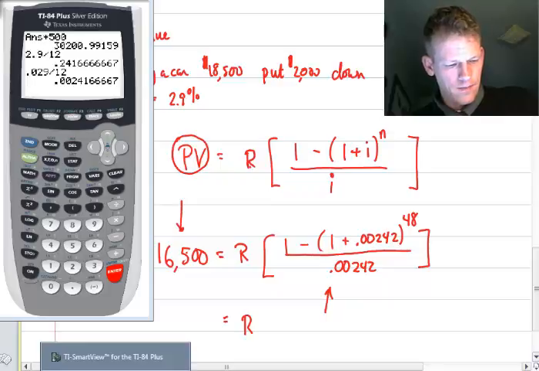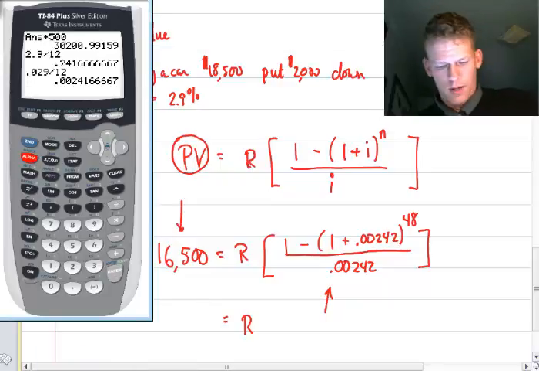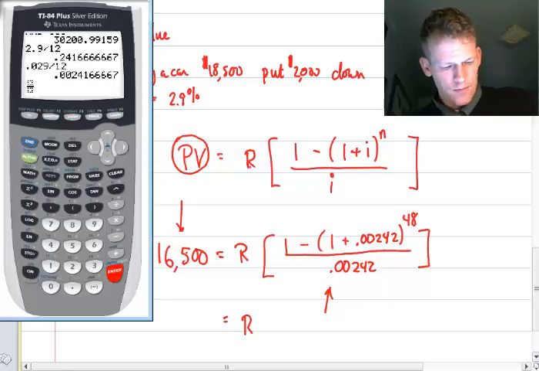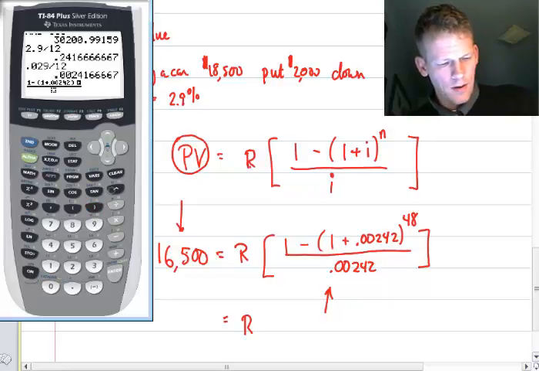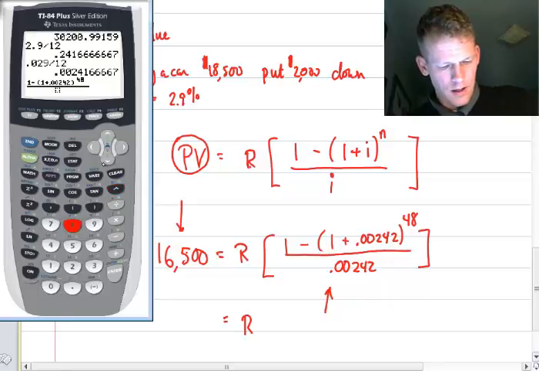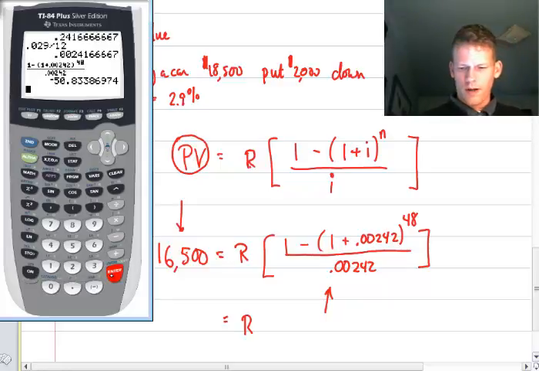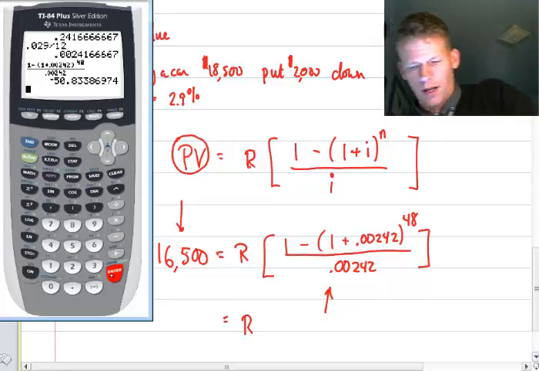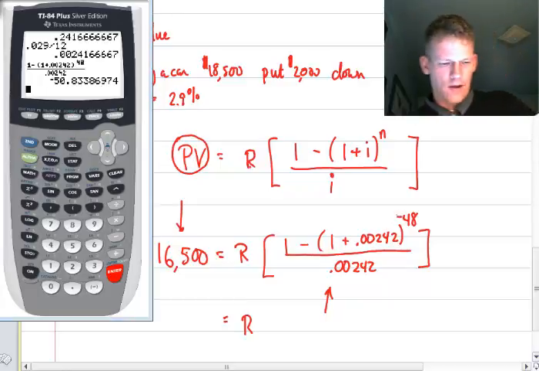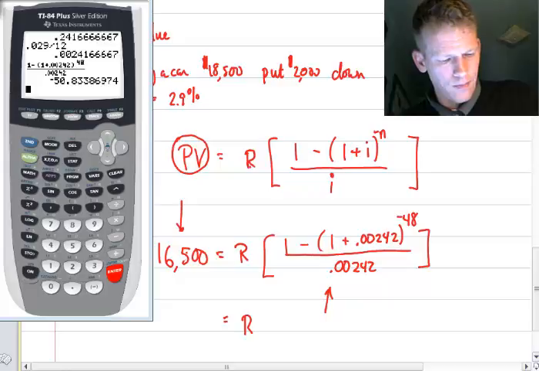I'm going to go to my fraction bar here, N over D, and I'm going to put in 1 minus, and the fraction 1 plus 0.00242 raised to the 48th power. And I'm going to arrow down to the bottom and put in 0.00242. And when I compute that, I got a negative value. Let me make sure I wrote down that formula right. Oh, this has to be to the negative power here, negative 48th. So that should be negative N. Let me fix that.